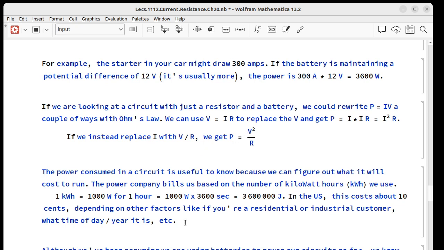The power consumed in a circuit is useful to know because we can figure out what the circuit will cost to run. The power company bills us based on the number of kilowatt hours we use. 1 kilowatt hour means 1,000 watts, or 1,000 joules per second, for 1 hour. So 1,000 watts times 3,600 seconds is 3.6 million joules. In most places in the U.S., this is somewhere around 10 cents, depending on other things like industrial customers get a better deal than residential. Usually it's more expensive in the South in the summer than the winter, etc.